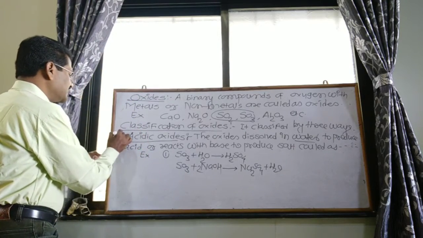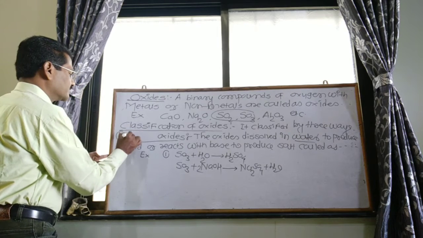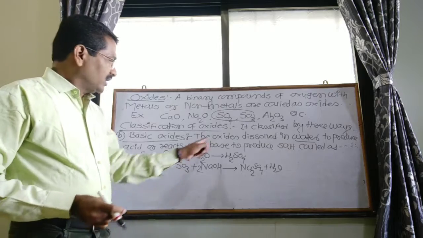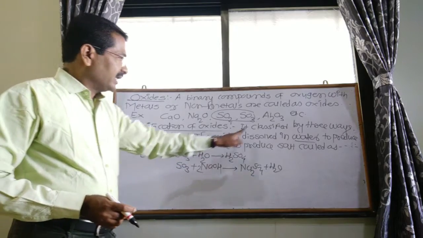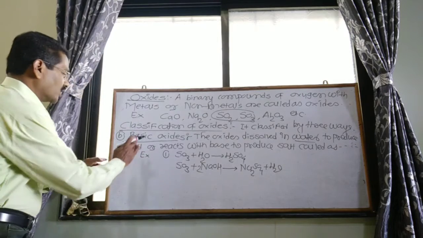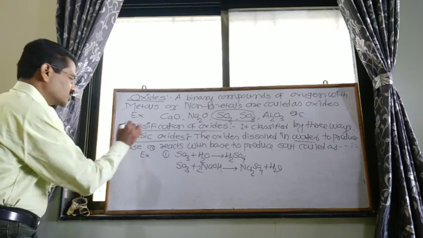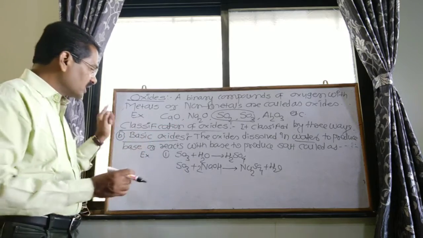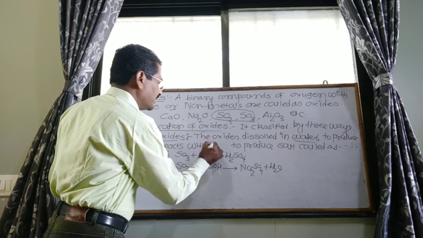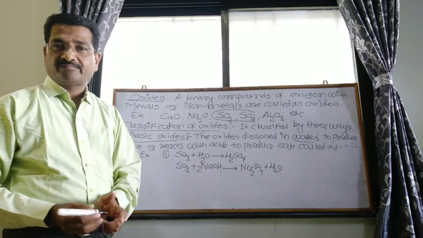Second is the basic oxide. What about the basic oxides? Basic oxides are the oxides dissolved in water to produce base, or which react with acids to produce salt.